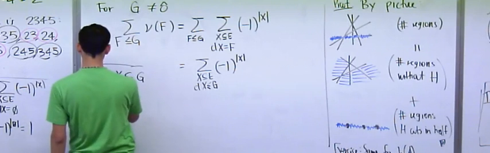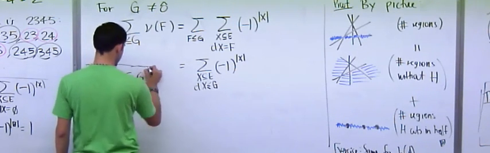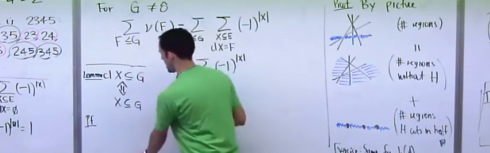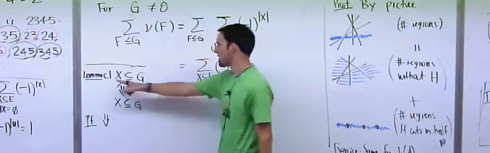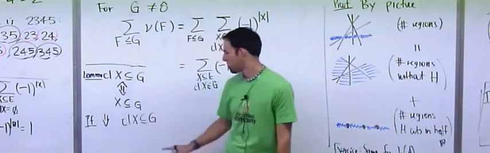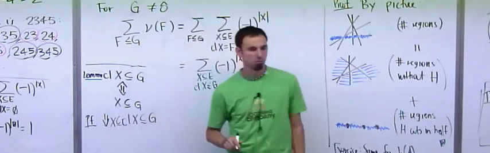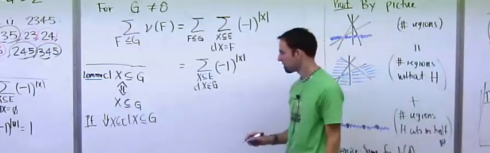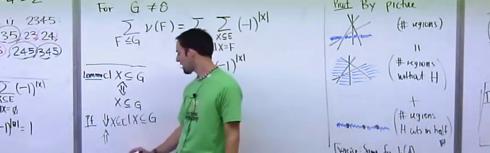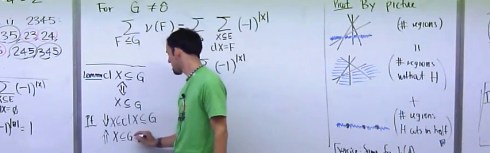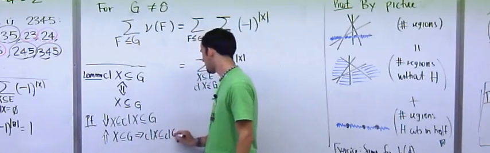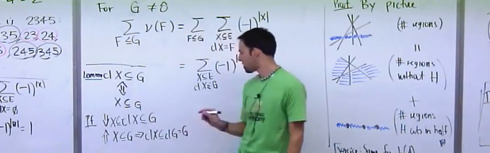So this is my lemma. Proof. Let's go that way. If the closure is contained in g, then x is contained in the closure. So x is in g. Okay. And to go back, if x is contained in g, then I can take closure of both sides. Closure of x less than or equal to closure of g, but closure of g is g.